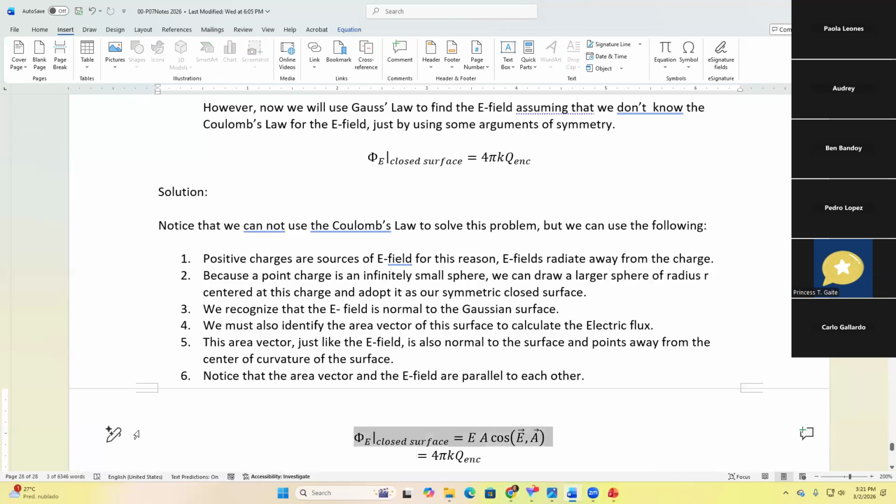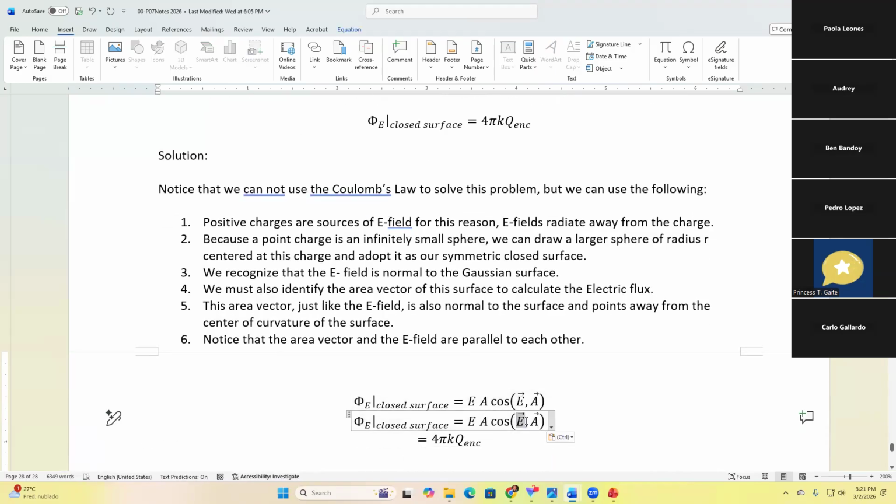So here you go. Don't forget, A here is the area of the closed surface, okay? But let's solve this case here because E and A are parallel to each other. So we are talking about an angle of 0 degrees. The cosine of 0 degrees is going to be 1. And we reduce to this expression, electric field times A. I do not know what E is, okay? I want to find E.